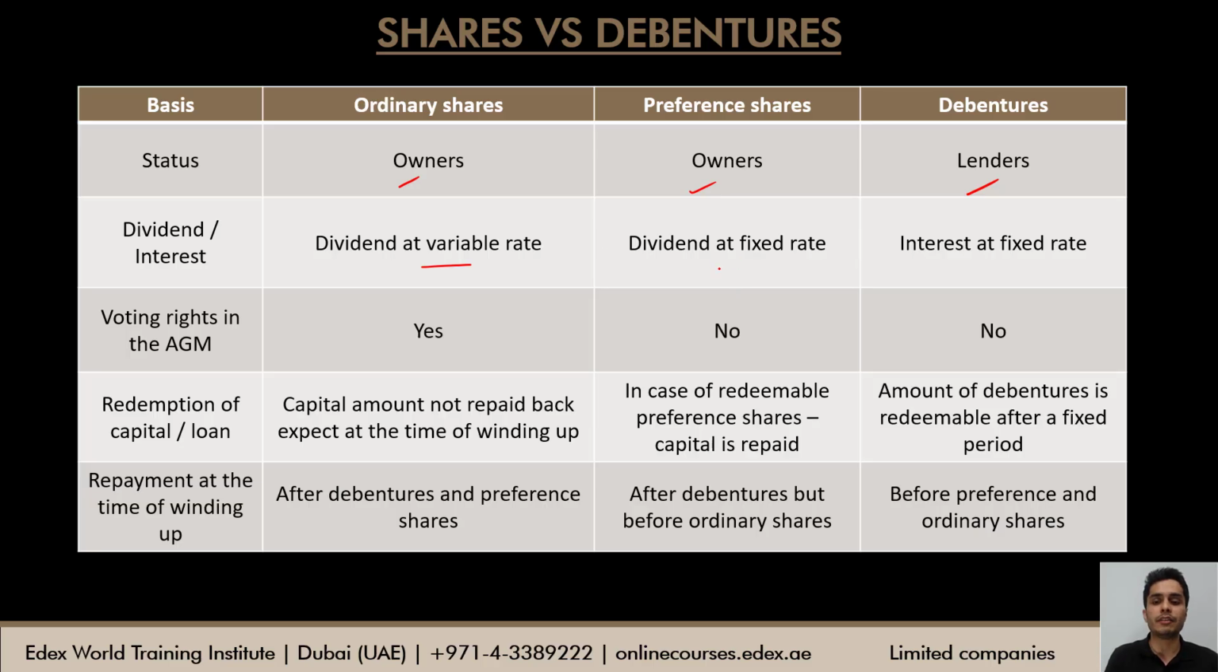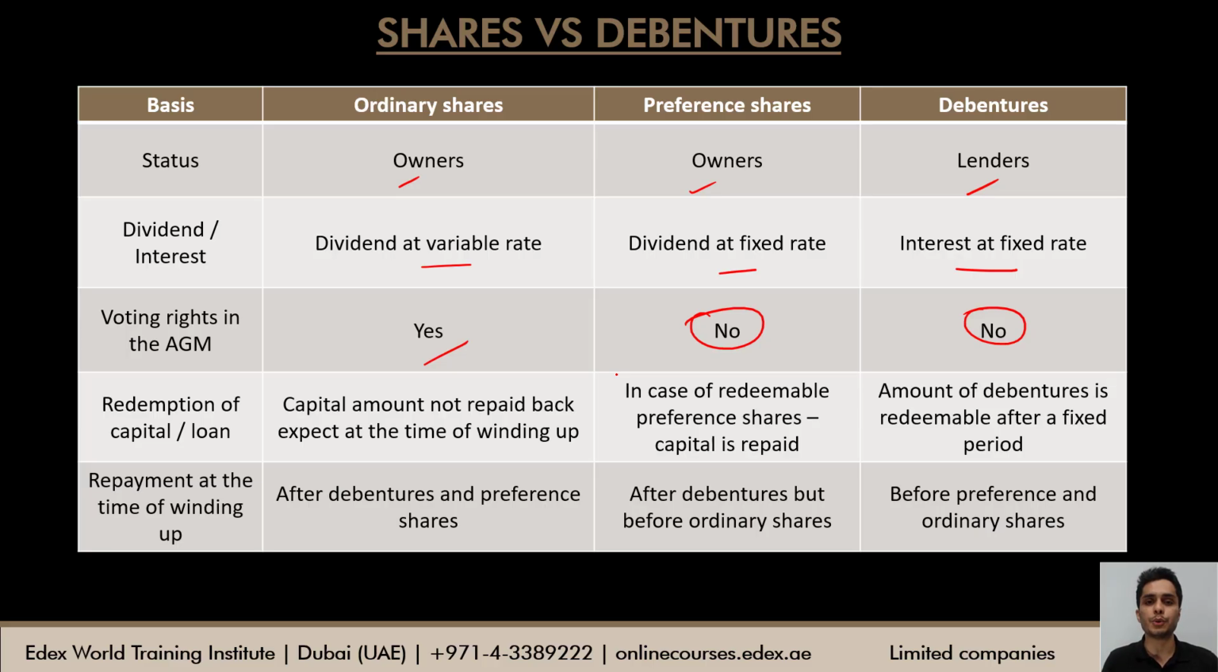But preference shareholders get dividends at fixed rate. Debenture holders get interest at fixed rate. Voting rights in AGM is only available for ordinary shareholders. No voting rights for preference shareholders and debenture holders. Ordinary shareholders need not be redeemed during the life of the company. The ordinary shareholders will get back the amount of capital only once the company is wound up or is closed. But for preference shareholders, if they are redeemable preference shares, the capital will be paid back during the life of the company, else only after the company is closed.